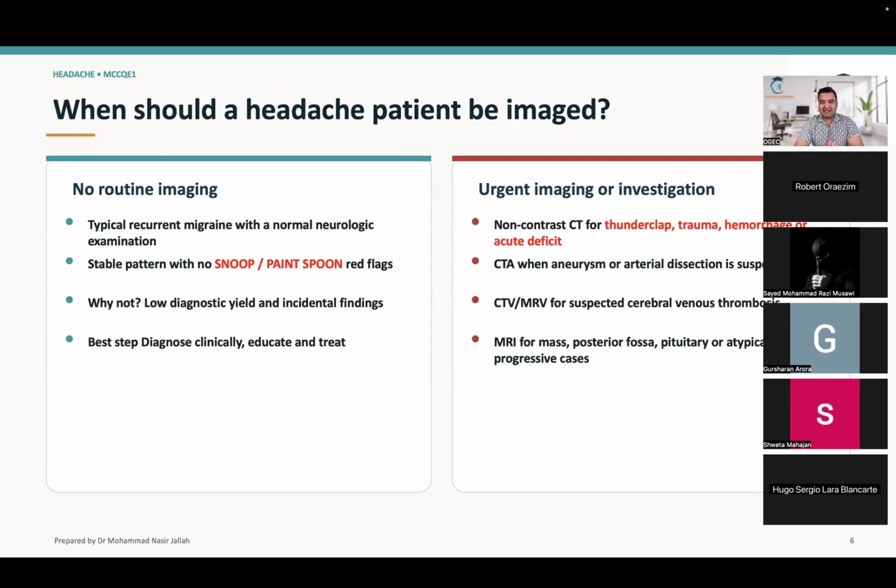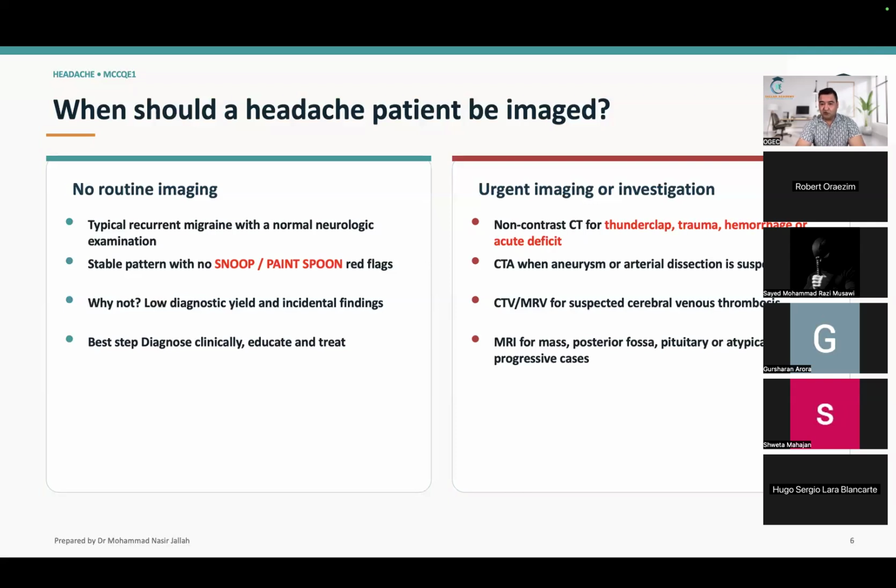The patient has a stable pattern. There's no sign of red flag. Why not? Low diagnostic yield and incidental findings. Best step: diagnose clinically, educate, and treat. So for primary headache, or those who don't have the red flags, I don't have to order any imaging. Now, urgent imaging is for those who have secondary headache or who have red flags present. Urgent imaging or investigation.